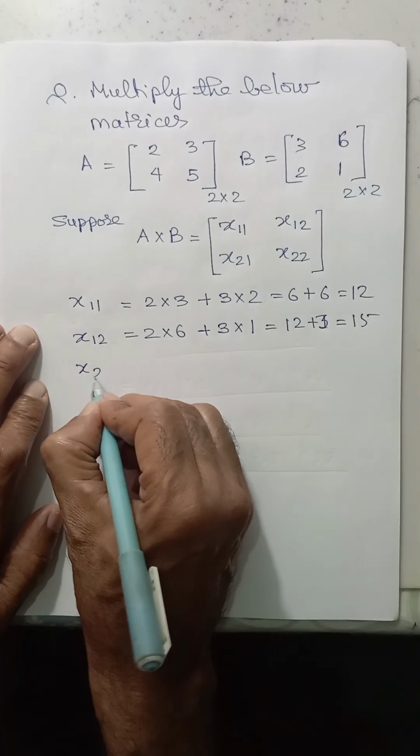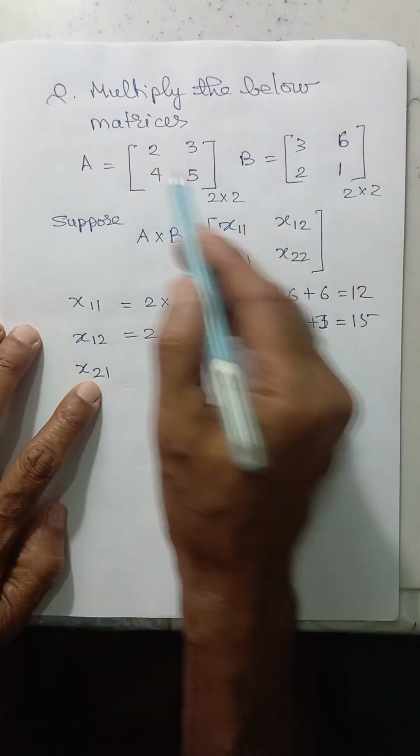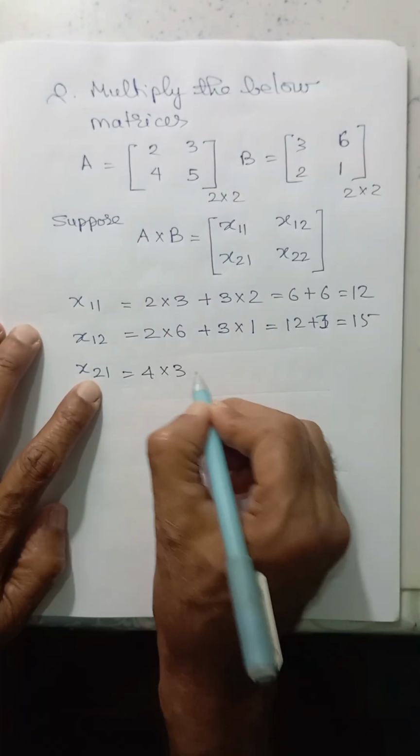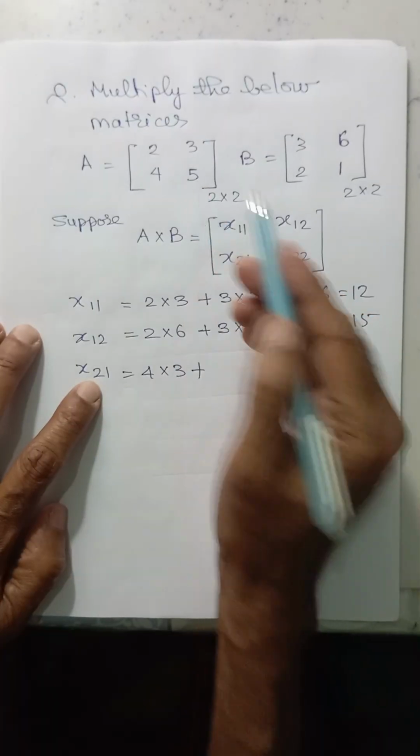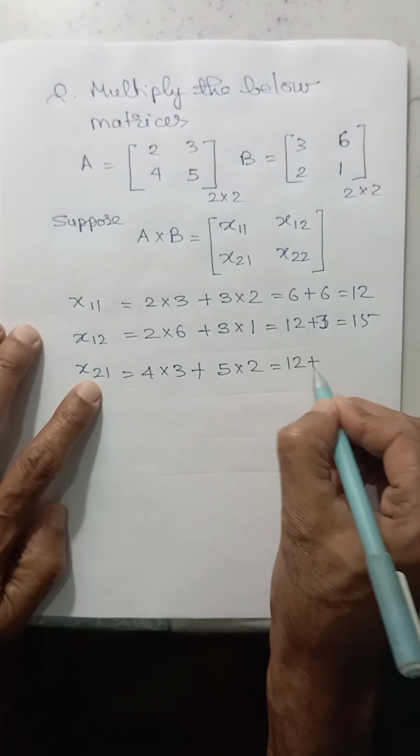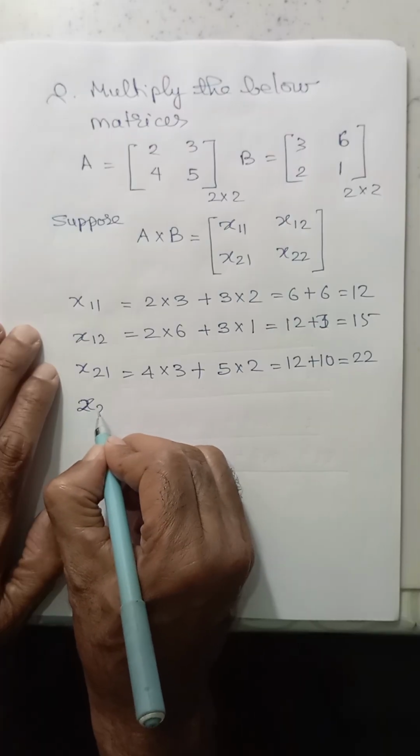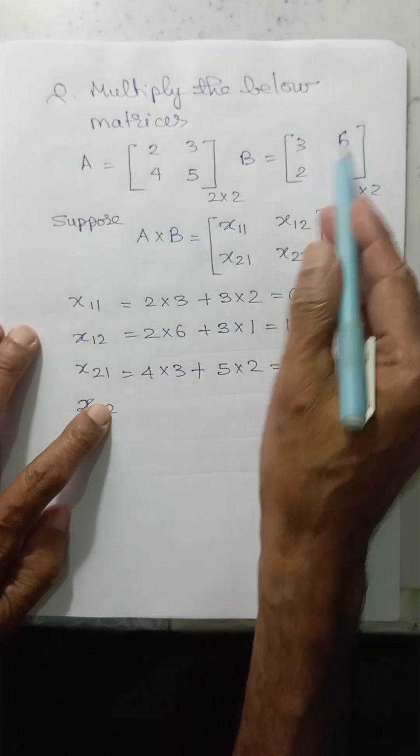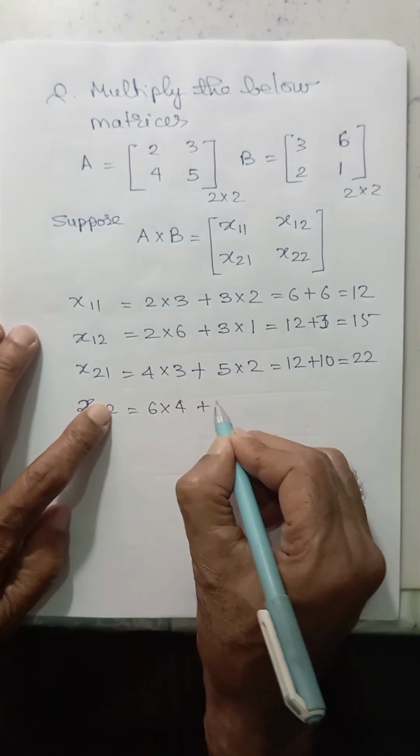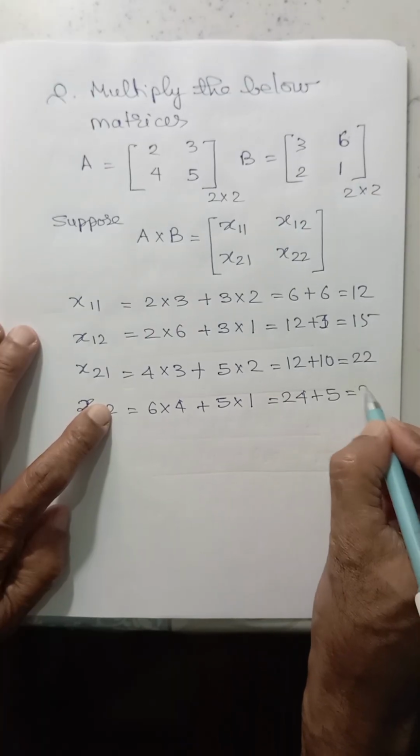So x21 means second row and first column, orderly we will multiply. 4 into 3 plus 5 into 2, this will be equal to 12 plus 10, which is 22. Now x22 means second row and second column: 6 into 4 plus 5 into 1, this will be equal to 24 plus 5, which is 29.